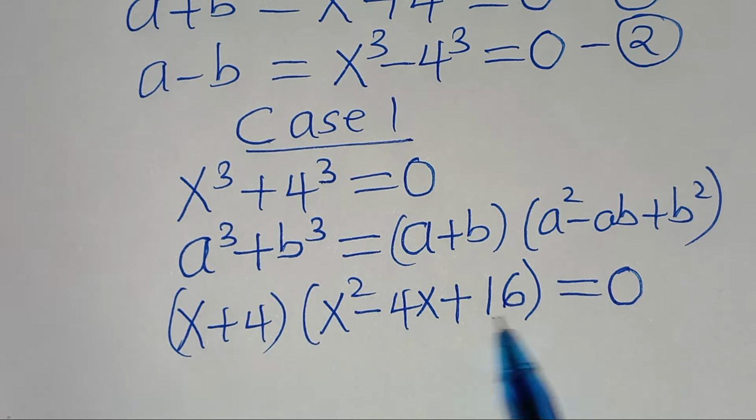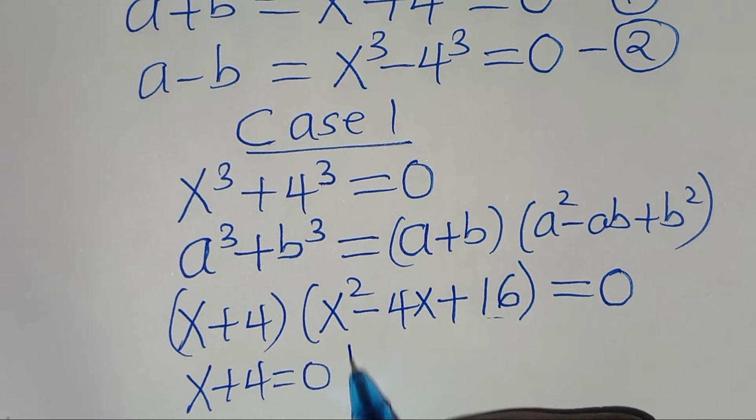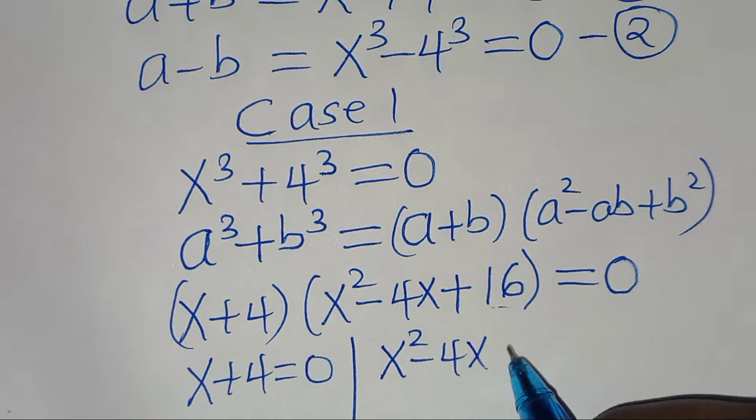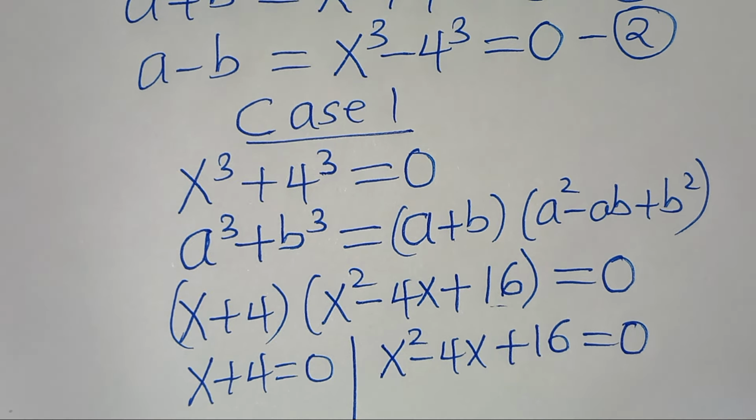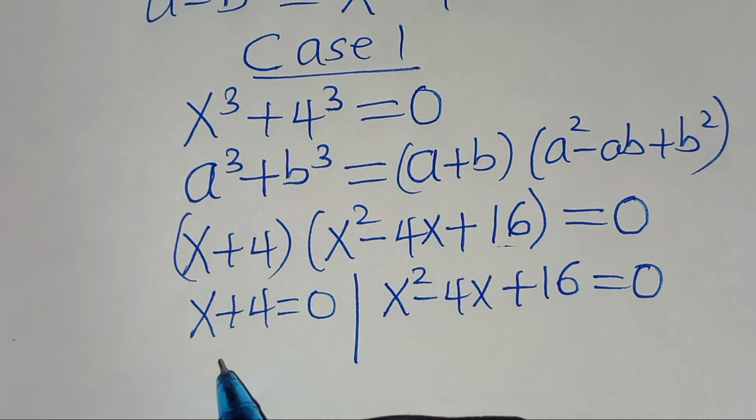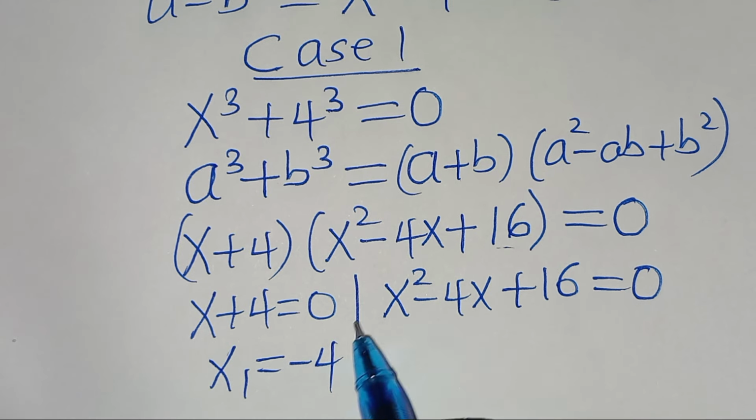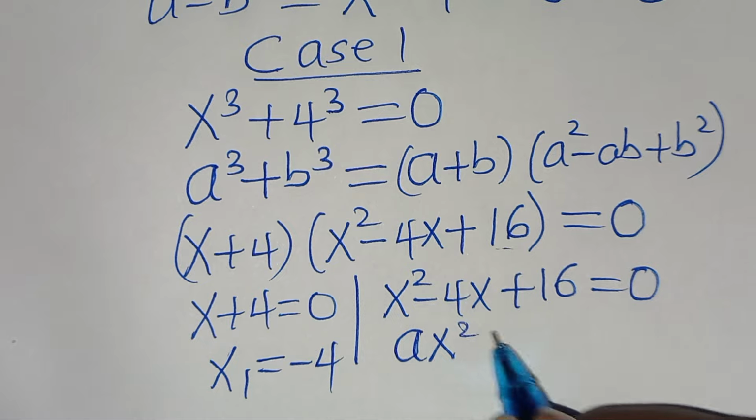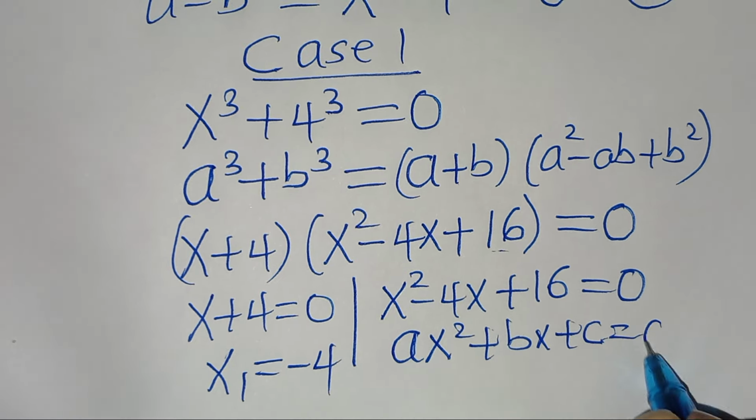So we have two parts here. The first part is x plus 4 equal to 0. The second part is x squared minus 4x plus 16 equal to 0. So this implies that x1 is equal to minus 4. The second part is a quadratic equation of the form ax squared plus bx plus c equal to 0.